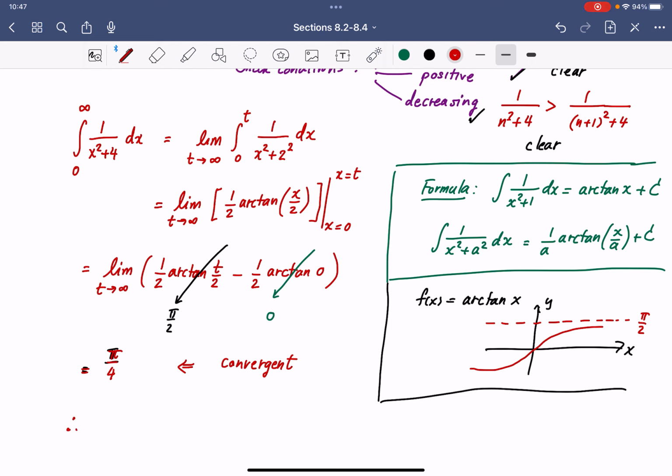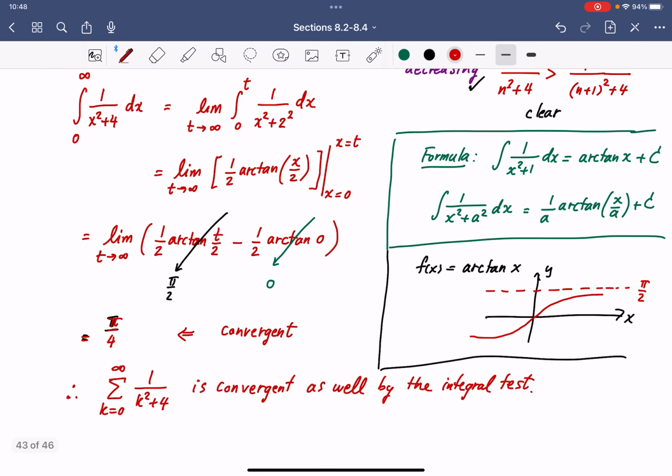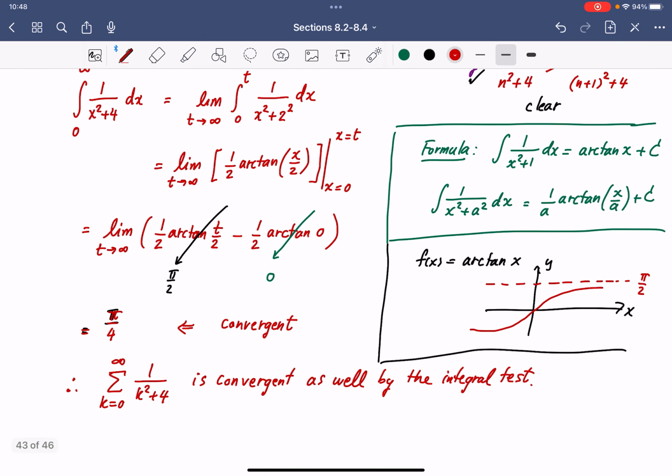That means you can conclude now that the series, the sum of 1 over k squared plus 4, k starting from 0 to infinity, is convergent as well by the integral test. Does it make sense? When you use the integral test, you can see that it is not easy to use because you have to integrate it. It is good to know, but not easy to use because you have to integrate it.